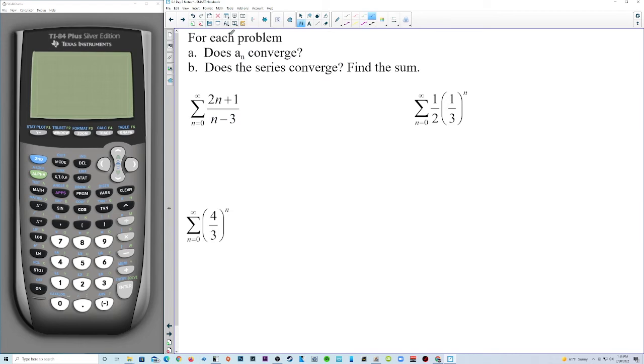For each problem, does a sub n converge? And then does the series converge? If it does, we're going to find the sum. So letter A, does a sub n converge?